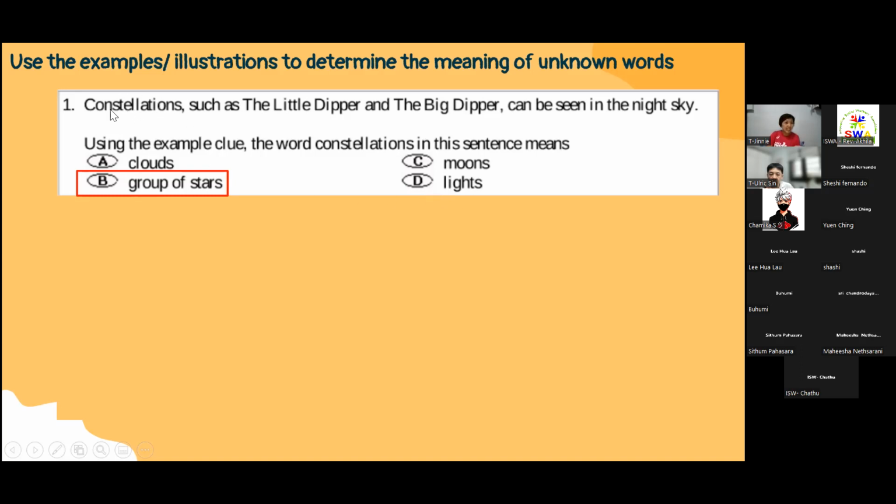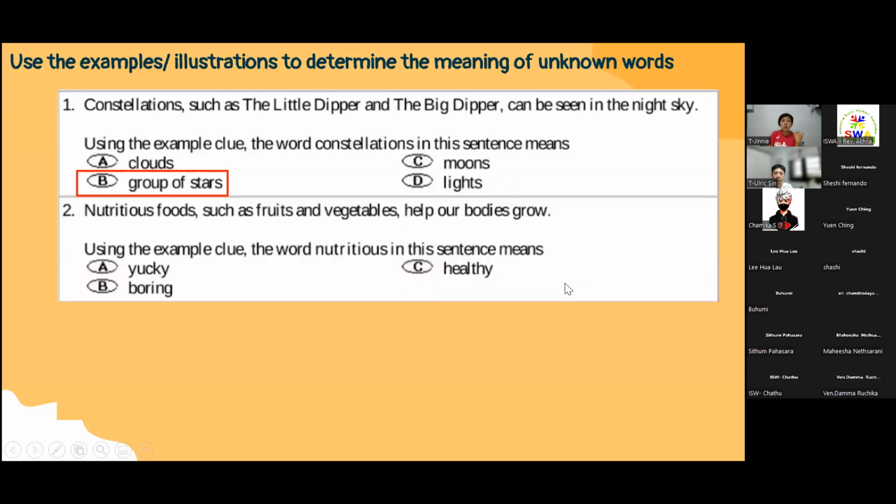Constellation actually is another way of trying to understand what it means. It has the root word stella, which actually means something like stars. So again, if you don't know the illustration and examples here, your root words, prefixes and suffixes may come in helpful. But if you do not know them, it's very difficult. So this is a good example of why knowing the examples and illustrations will help you get the answer.